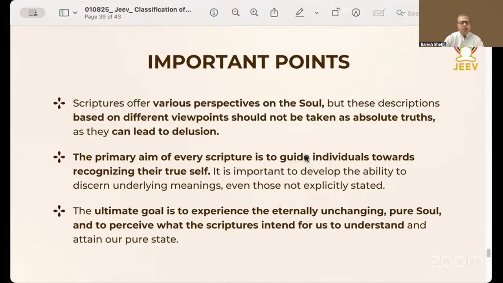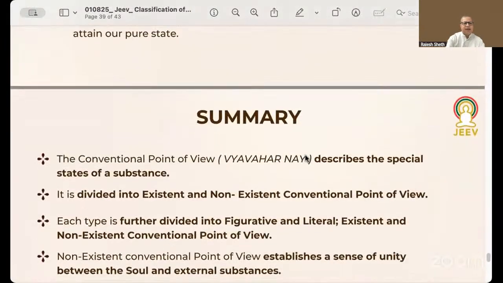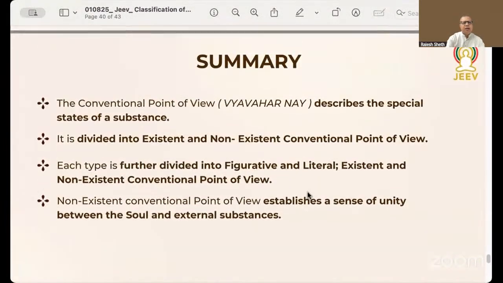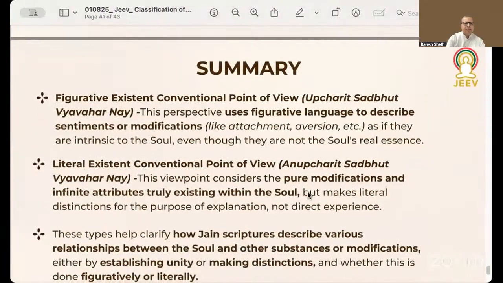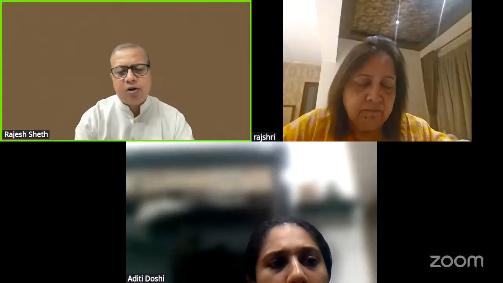Last among the important points, the ultimate goal is to experience the eternal, unchangeable pure soul, and to perceive what the scriptures intended for us to understand and attain our pure state. Okay. So this summary I am not repeating, because it's the same thing we have discussed time and again. So now let's close this one and we will move on to something about the real point of view.